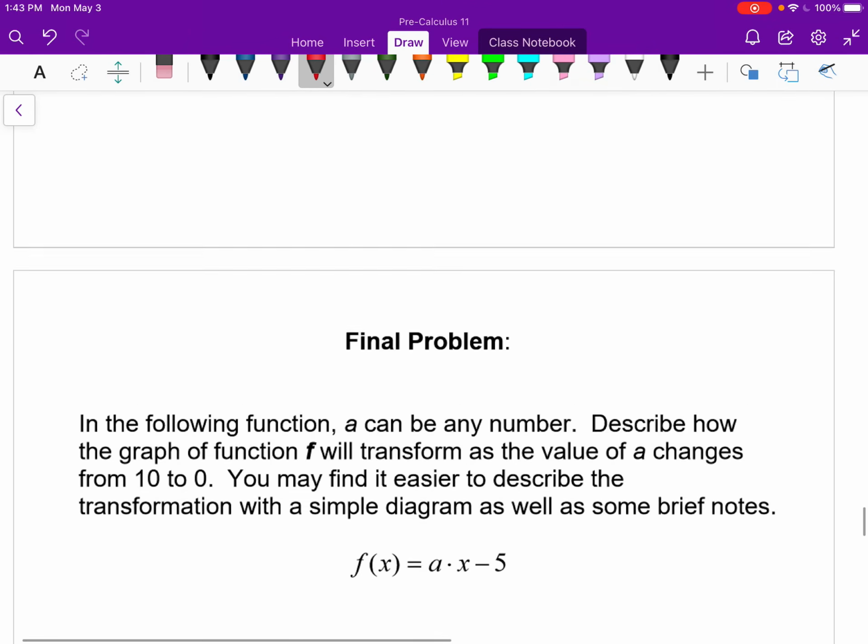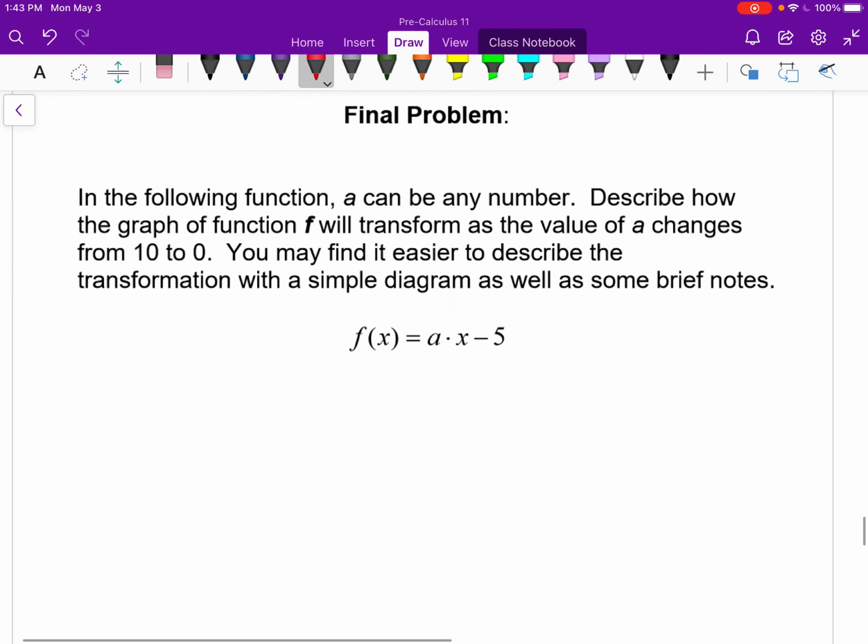And that leads me to the last question. Let's say you have an equation like this. F of x equals some number, a, times x, all minus 5. So my question is, if the value of a changes from 10 to 0, or just changes in general, what will change here?